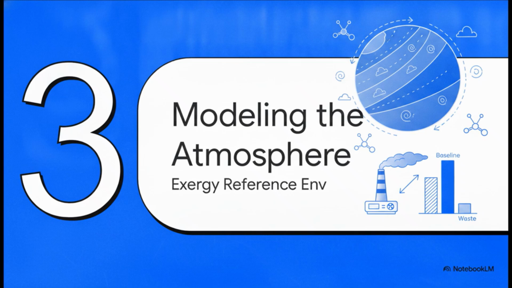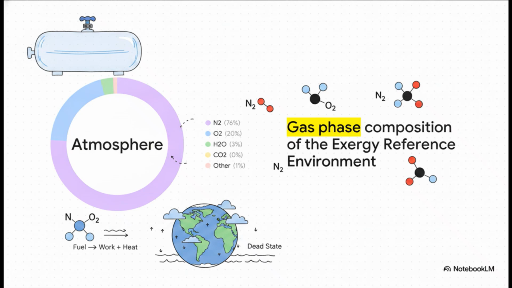Now let's move on to the next part, modeling the atmosphere. To find the absolute maximum possible work a system can perform, we must define what it is reacting against. Just as a pressurized tank has potential because its pressure is higher than the outside atmosphere, the chemical potential works the same way. To calculate the chemical exergy of a fuel, we have to model our ultimate baseline, the Earth's atmosphere, known as the exergy reference environment.